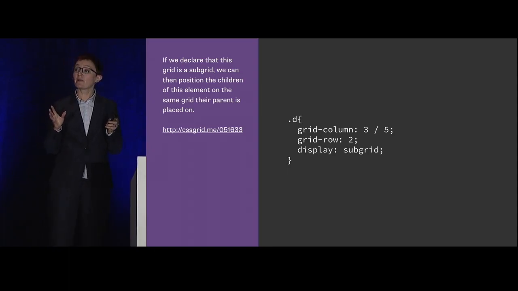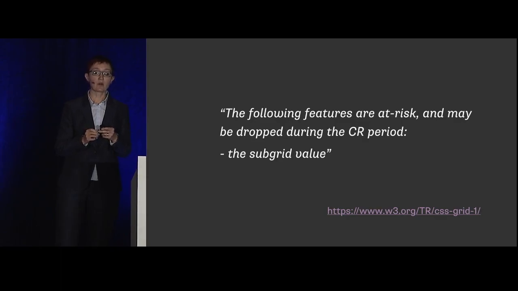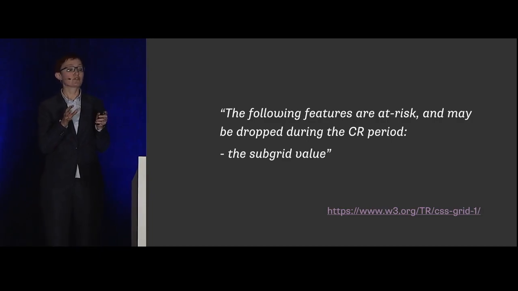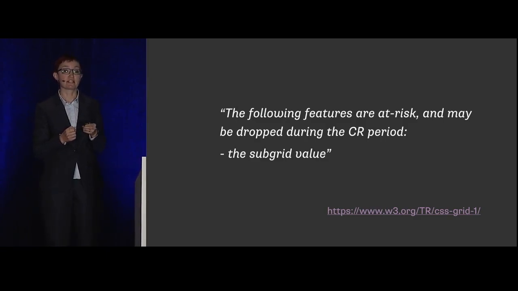The problem with this not being implemented anywhere, even in an experimental way, is that it's marked as at risk in the specification. Now, what at risk means is that as the specification is getting close to being made into a recommendation, we need to have at least 2 implementations of each feature. So we need to have like 2 browsers in this case to have implemented subgrid. So we can say, yes, this feature works, and it works interoperably. It works across more than one browser.